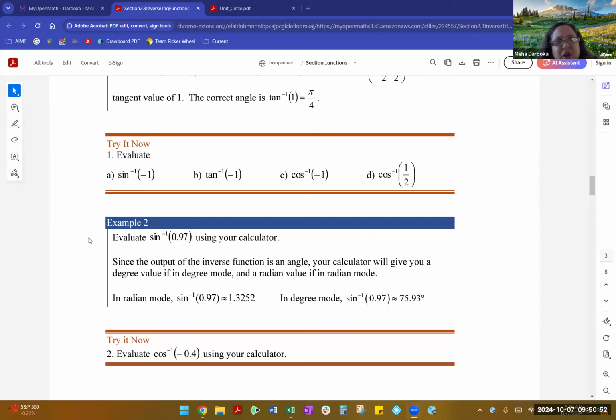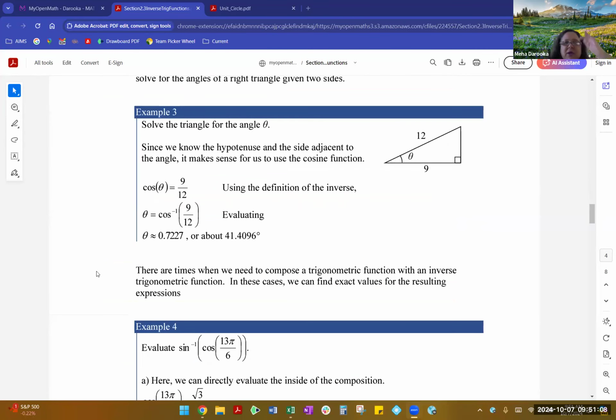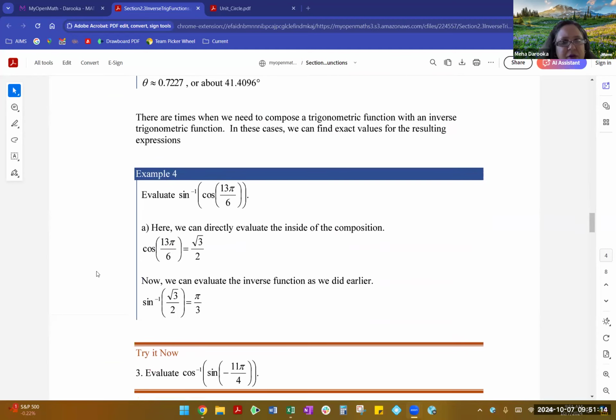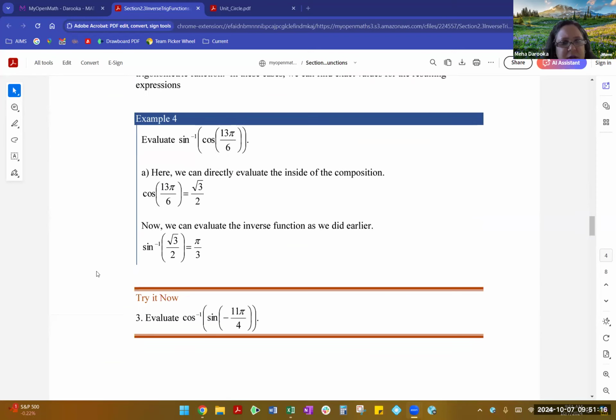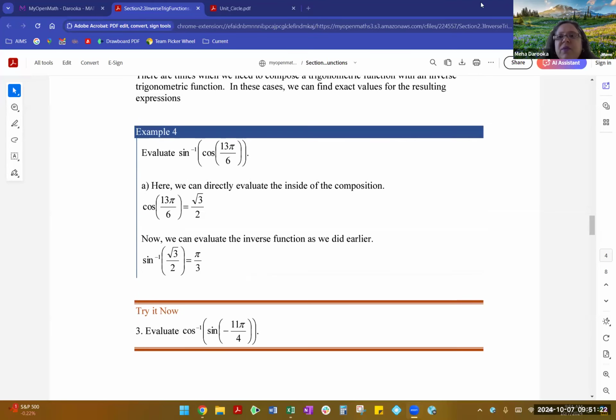Alrighty, guys. So the last thing we had talked about were these basic sine, cosine, tangent inverse functions. We had also looked at just how to use a calculator to evaluate our functions. And then we had also talked about how we can use triangles. So I was looking at my notes from last class, and I don't think we made it to Try It Now number 3, as far as I could tell. So that's kind of where I want to pick up.